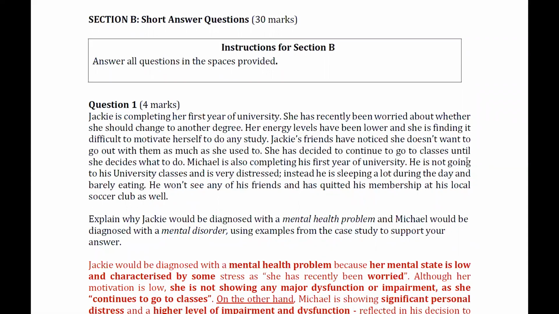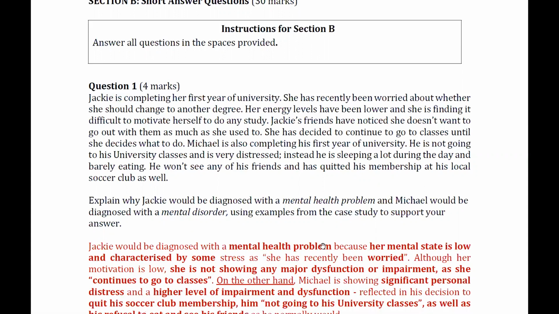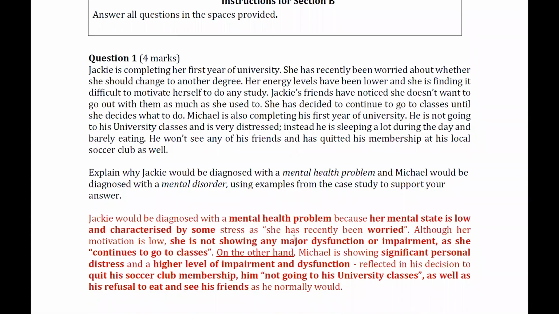Michael is also completing his first year of university. He's not going to his university classes and is very distressed. Instead, he is sleeping a lot during the day and barely eating. He won't see any of his friends and has quit his membership at his local soccer club as well. And the question is, explain why Jackie would be diagnosed with a mental health problem and why Michael would be diagnosed with a mental disorder using examples from the case study.